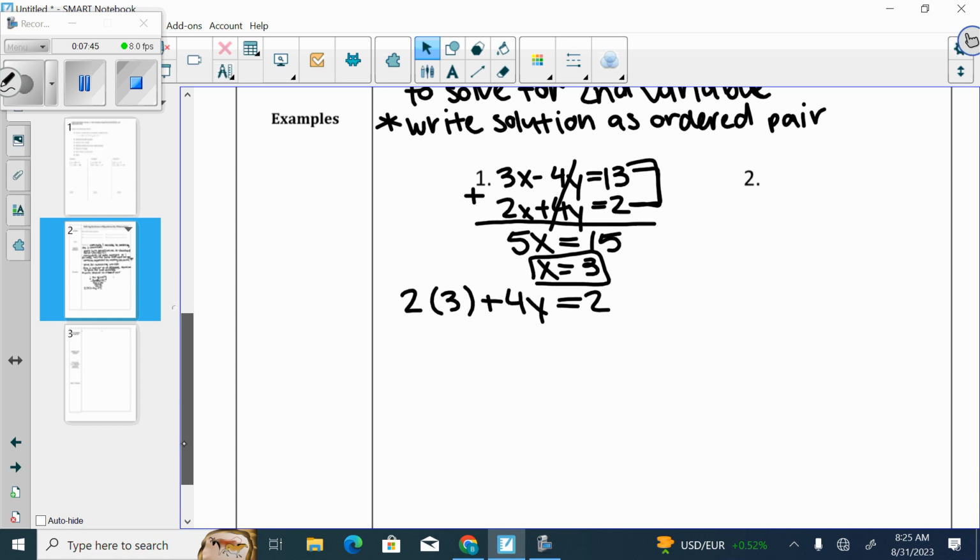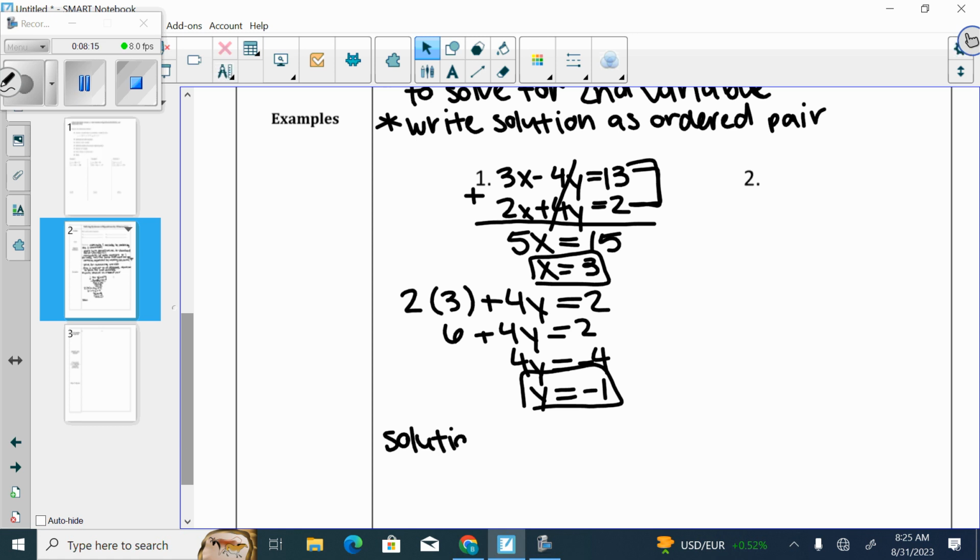All right, so what am I going to do first here? Good. All right, what should we do next? Subtract the 6. Good. So we'll have 4y would be equal to negative 4. Therefore, y must be negative 1. And then make sure we write our solution as an ordered pair. So our solution would be 3, negative 1, right?